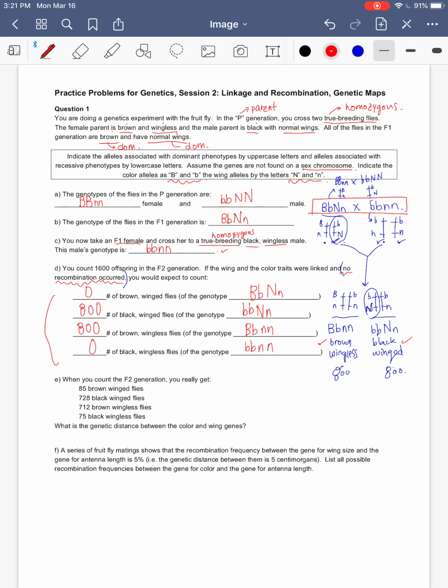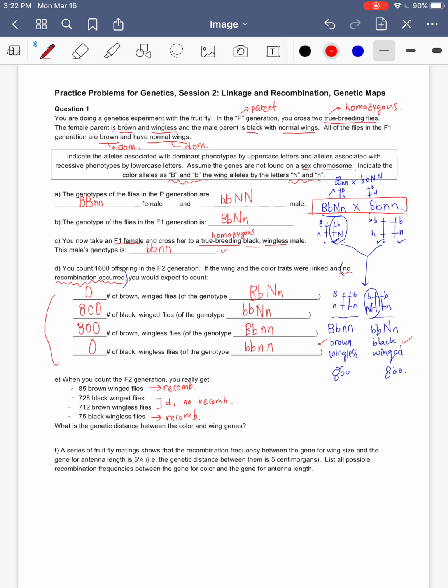Now let's go to E. When you count the F2 generation, you really get 85, 728, 712, and 75 for each of these. So what is the genetic distance between the color and the wing genes? So let's first identify which ones are the recombination ones. Remember, these two were the ones that we saw in D where no recombination occurred. So that means these two are the ones with recombination.